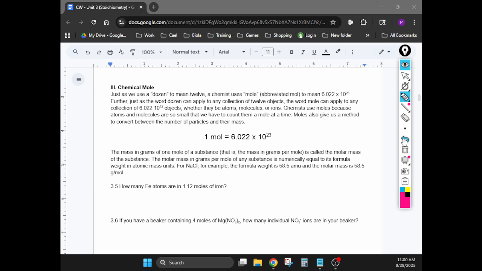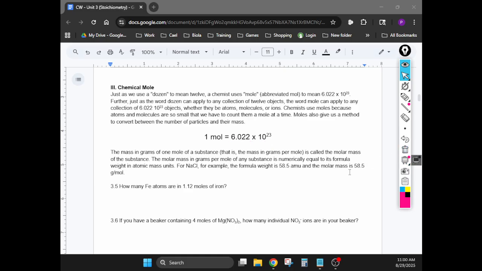So just like how we say a dozen of something is 12, right? A pair of something is 2. A mole of something is when you have this much of something, okay? And what this exponent means is basically you move the decimal 23 times to the right. So very, very big number, okay?